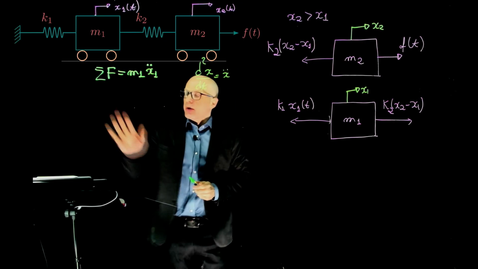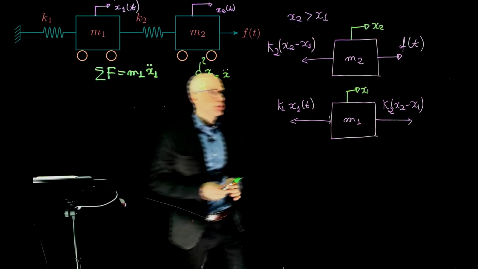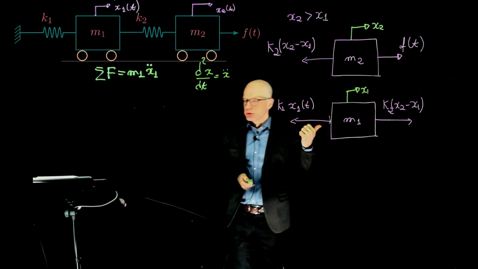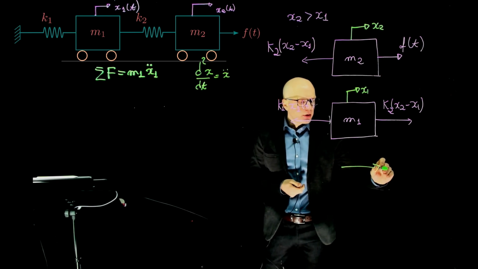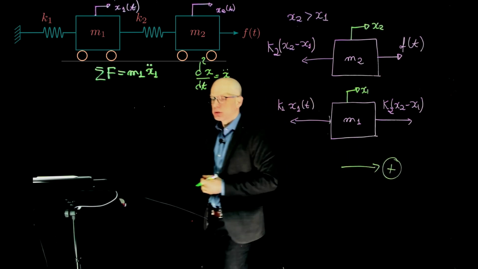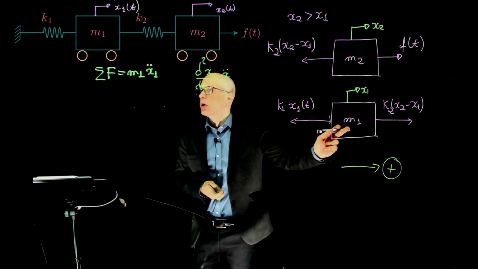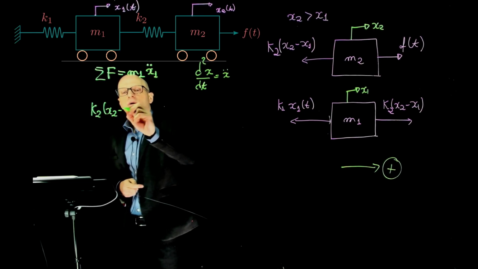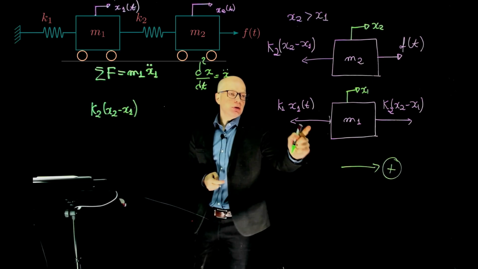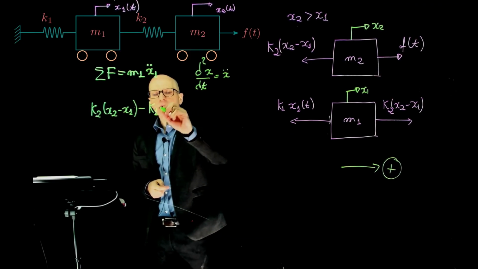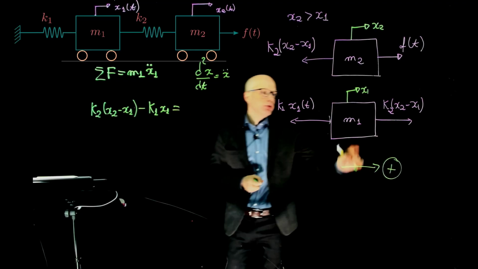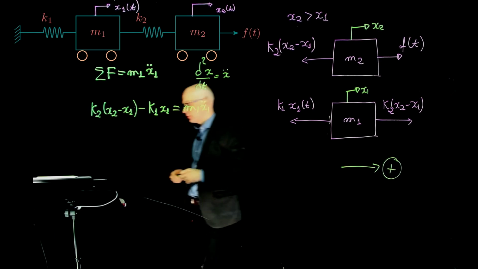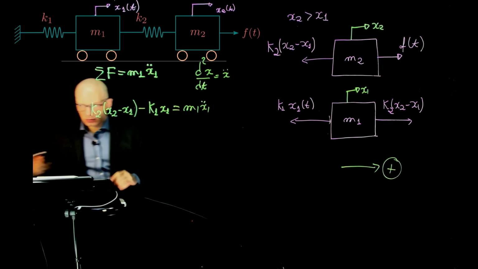What are these forces? Well, now we need to also create a convention here. If you want to add all these forces, we need to establish a direction in which forces are positive or negative. Because both masses are moving to the right, we can, by convention, say that everything pointing to the right is positive. For mass m1, we have this force being positive, so k2 (x2 minus x1) is positive. This force is in the opposite direction, it's therefore negative, k1 x1, and this is equal to mass 1 times its acceleration, x1 double dot.